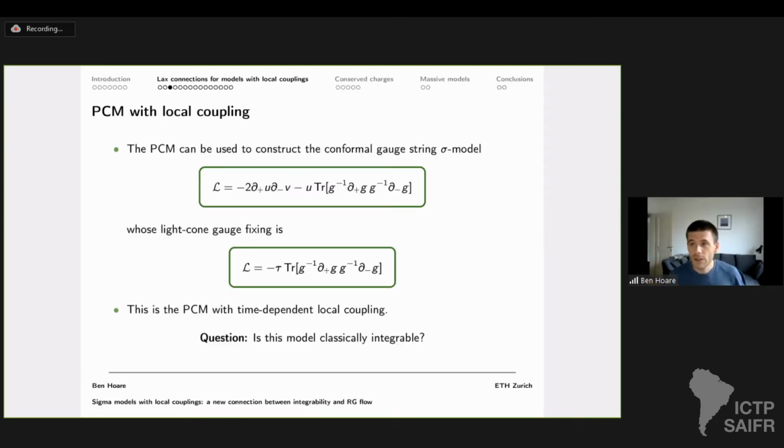So using the construction that I described in the introduction, we can use this to construct a conformal gauge string sigma model in the following way. We have the du dv term, and then we have essentially the principal chiral model, but now with h replaced by u. So what was the logic before?